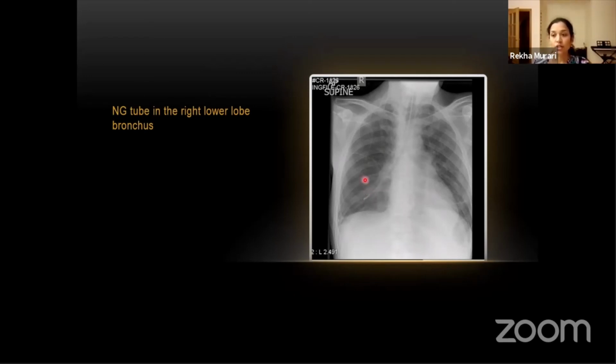So in these cases, when it goes to the lower lobe bronchus or into the lung, there is a risk of aspiration because the patient is being fed. That's the importance of making sure it's in the right position.